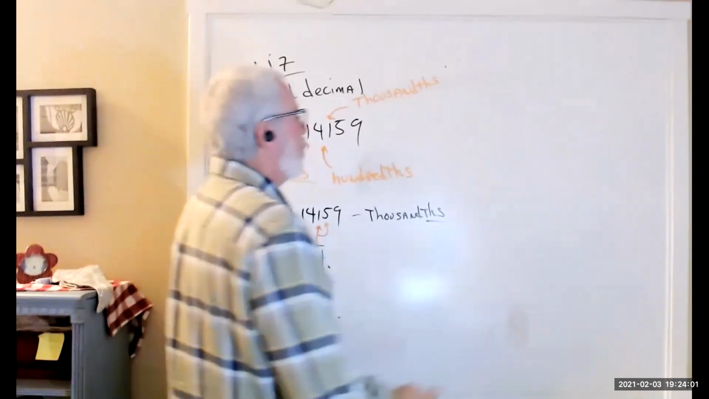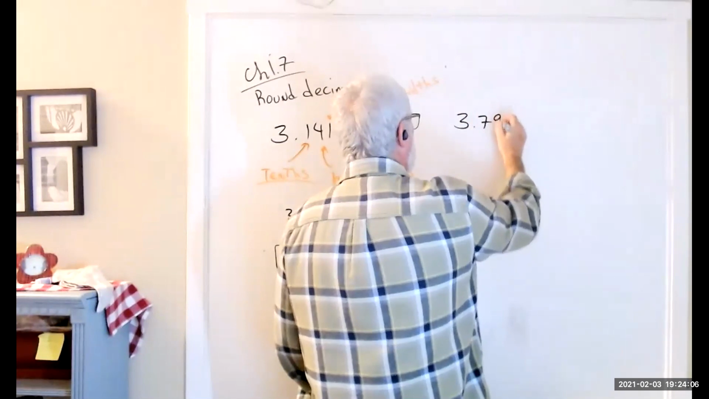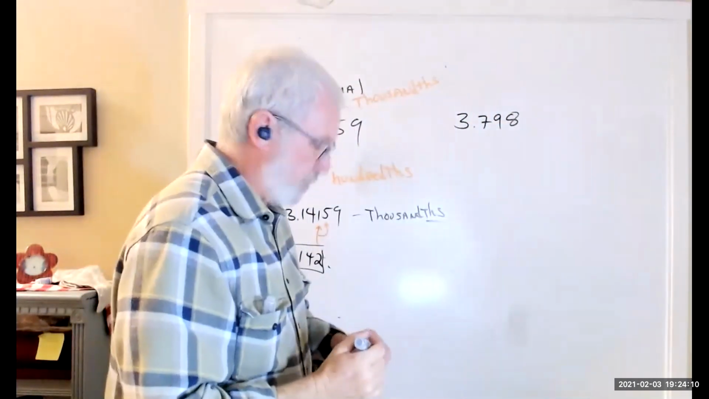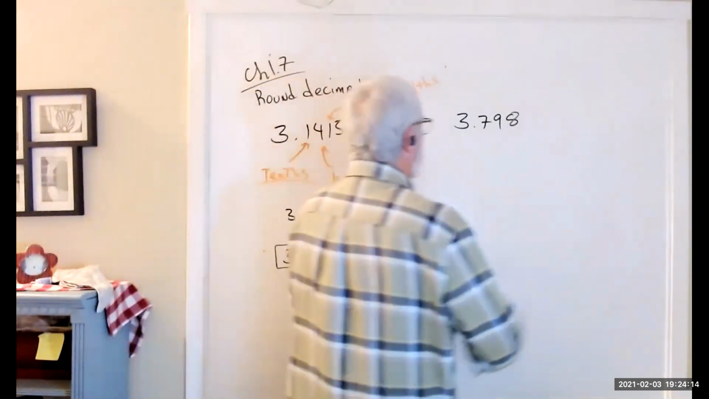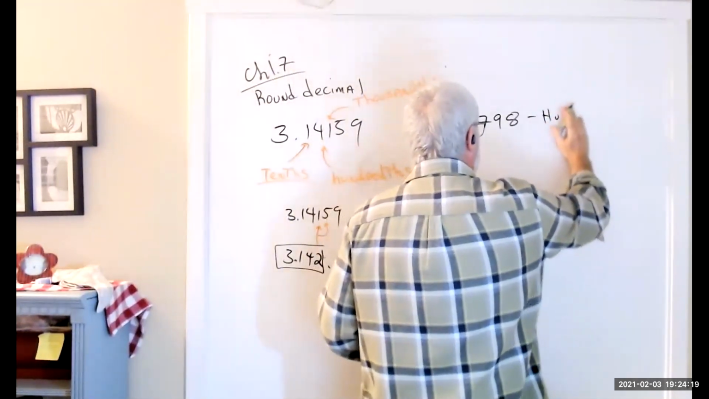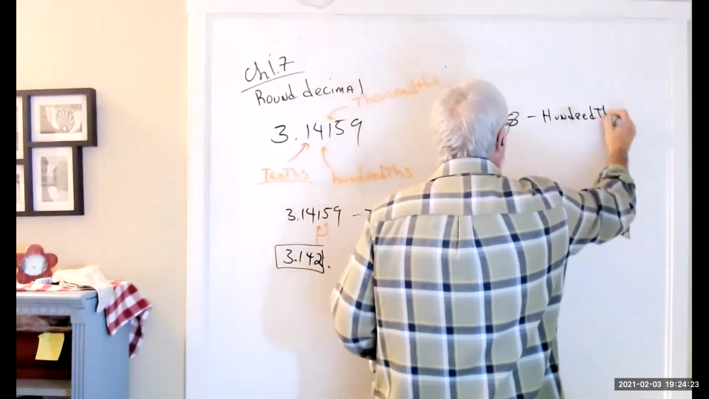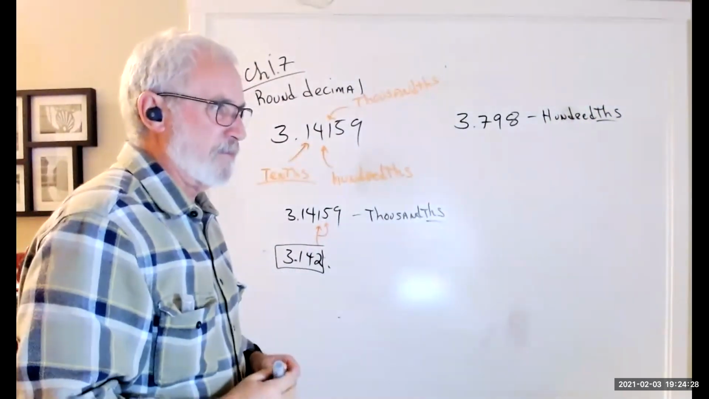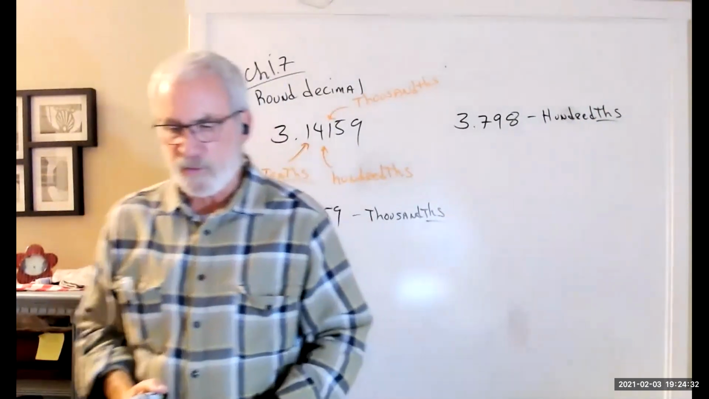Okay. What if I had 3.798? Okay, this is a trick question. 3.798. And I said, I want you to round to the hundredths. Oops, I can't spell it. Hundredths. Take a second and see what you get. Don't shout out the answer yet. Round this to the hundredths is a trick question.